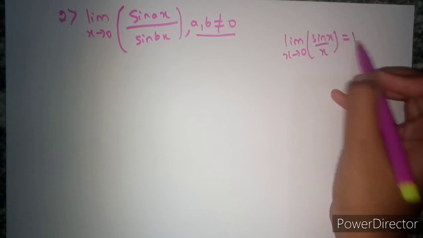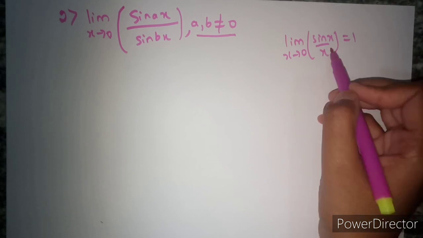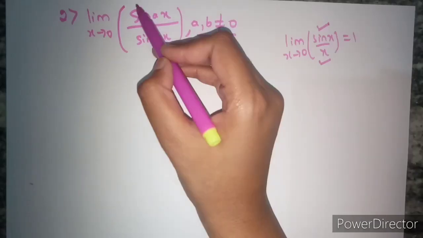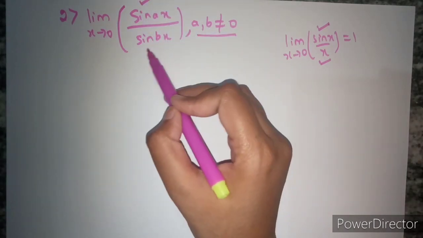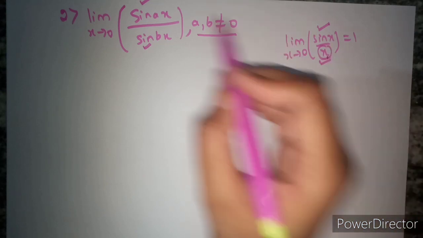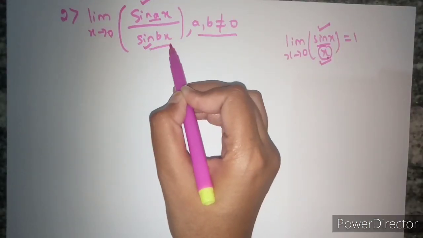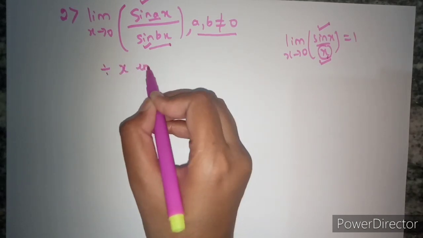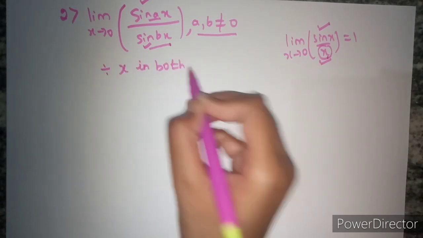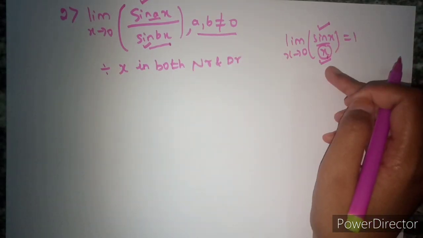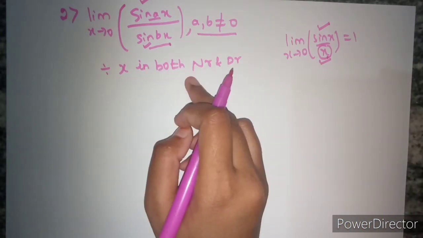This is what we have, right? In the numerator we have sin x, and in the denominator we have x. So in the numerator we have sin, here also we have sin, and in the denominator what do we need? We need x here, and here also we need x. So what do I have to do? I am dividing by x in both numerator and denominator, because in the formula we need x in the denominator, right? So I am dividing by x in both numerator and denominator.